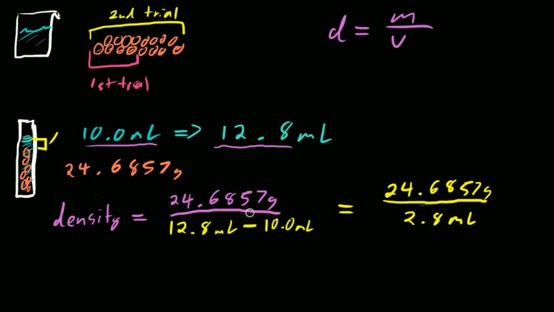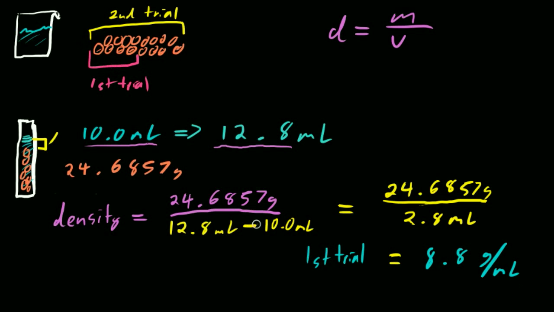I'll write that down. The density for this first trial is going to be equal to 8.8 grams per milliliter. So this is our first trial, and now that we've done our first trial, hopefully we'll be able to see if we get a similar result in the second.